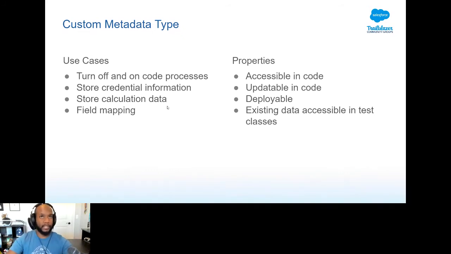For some of the things with it, it's accessible in code, it's updatable, it's also accessible in flows. You can deploy it and it'll keep the data, and the data exists inside of test classes as well, which makes it a lot easier to test with than things like custom settings, which is very similar, but a bit different.